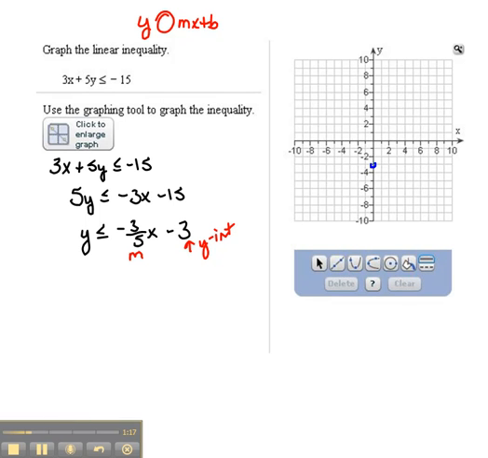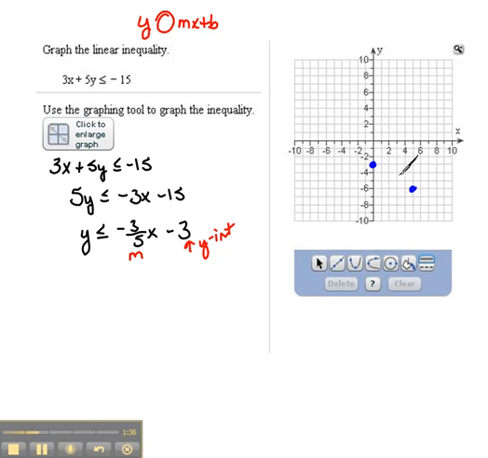So negative 3 would be right there. And then our slope says to go down 3 and over 5. So 1, 2, 3 down, and 1, 2, 3, 4, 5 over would put us right here. Now that's our first part of graphing inequalities.